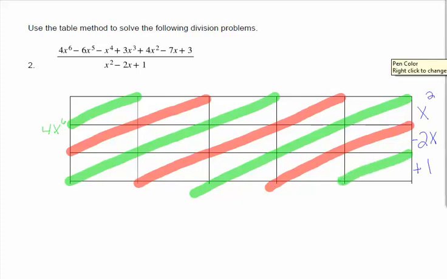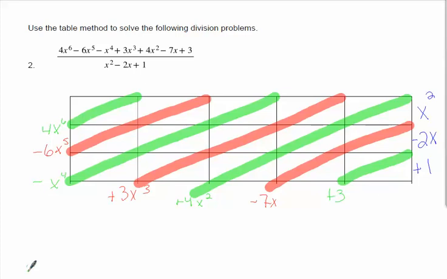Okay, but I get 4x squared. Then I get minus 6x to the 5th, minus x to the 4th, plus 3x to the 3rd, plus 4x squared, minus 7x plus 3. Okay. I want you guys to take a second and figure out where I got those.